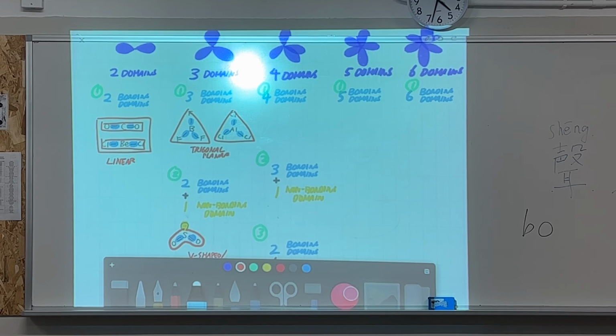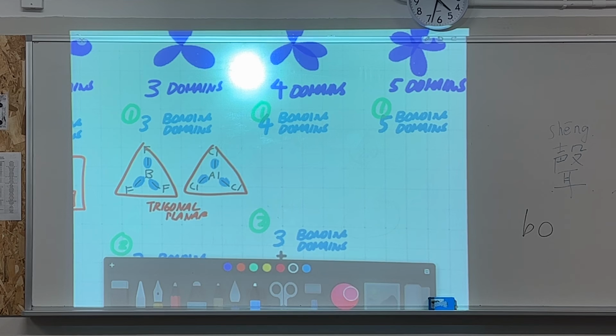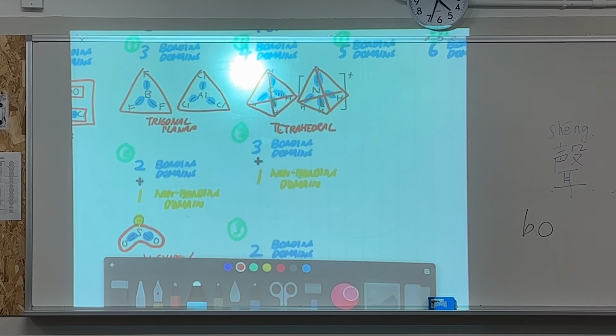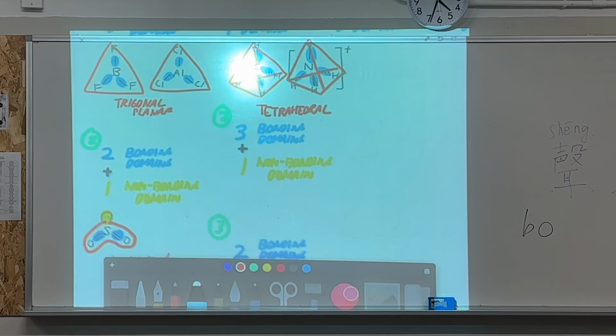And for four domains, you have CH4. So we can draw CH4. And we have NH4+. Right there. They are all bonding domains, right? Which means you can see them all. What is the name of this shape? Tetrahedral. Yeah, so tetrahedral.